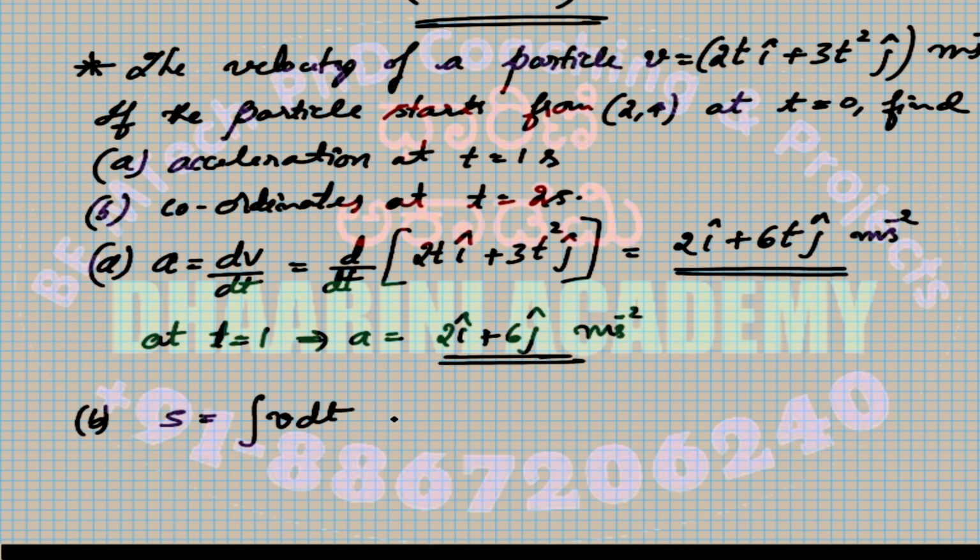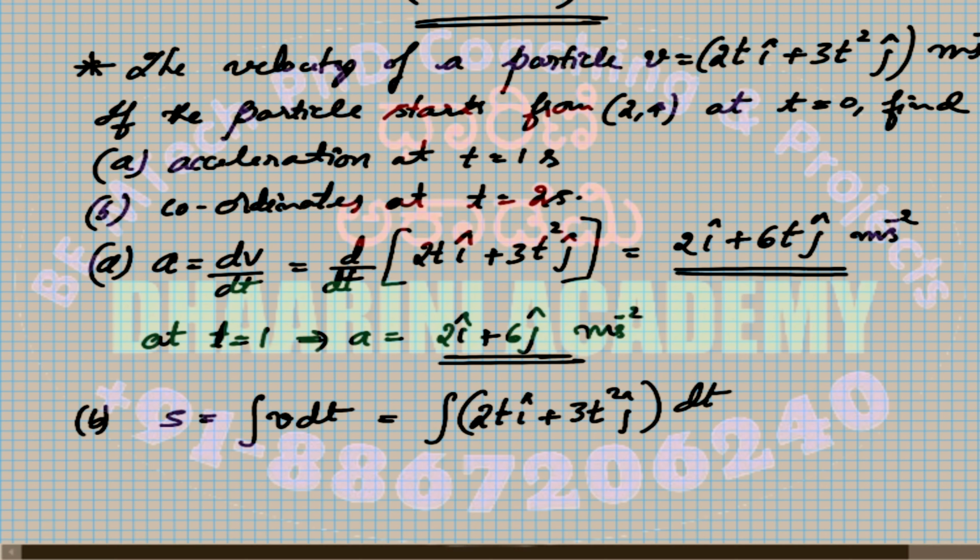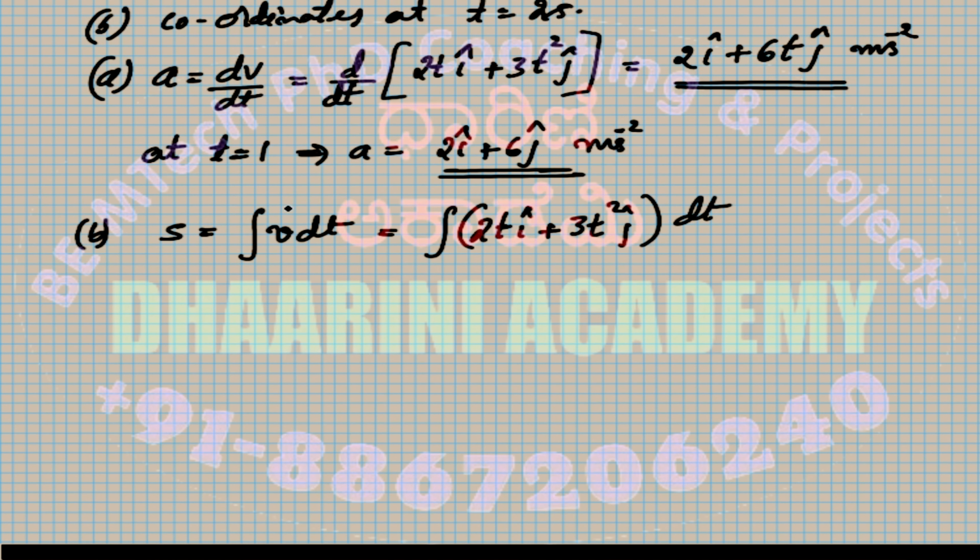This is equal to... I'm supposed to integrate 2t i cap plus 3t² j cap with respect to time. All right, so I'm supposed to perform the calculation with respect to time, so that is dt. This is going to give you the initial to final value of my r. So s is nothing but the total difference.